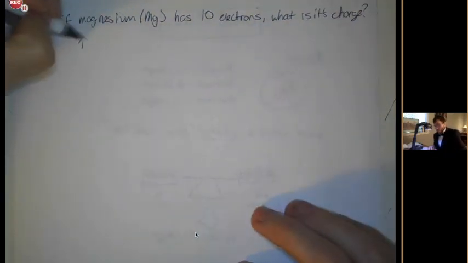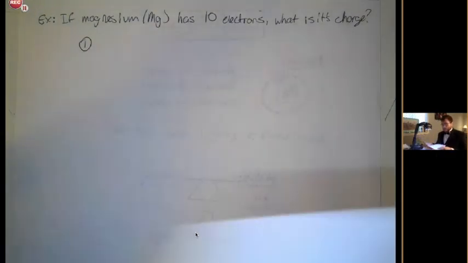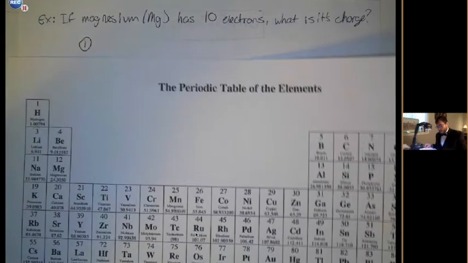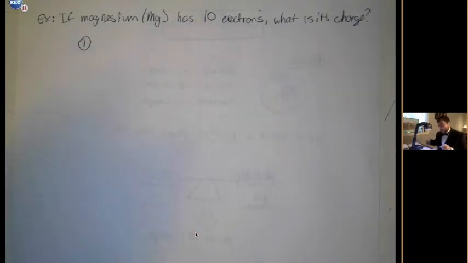Well, the first thing we need to do, like we said before, is look up its atomic number. So magnesium is number 12. It has 12 protons. So magnesium, its number of protons is equal to 12. And so just the protons are going to give that atom a positive 12 charge.